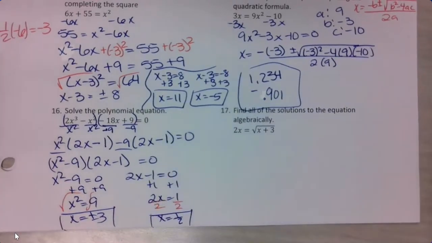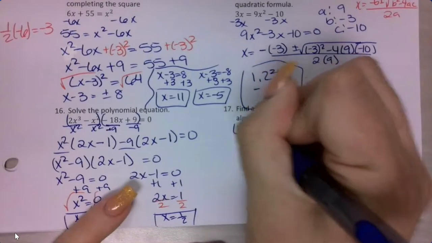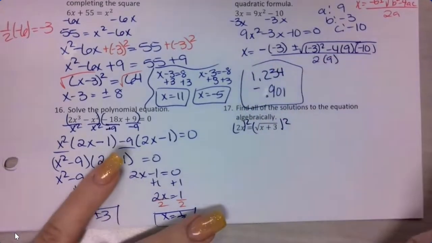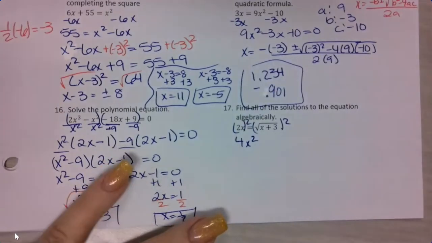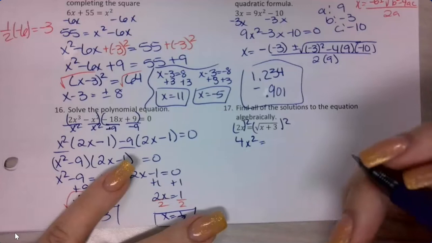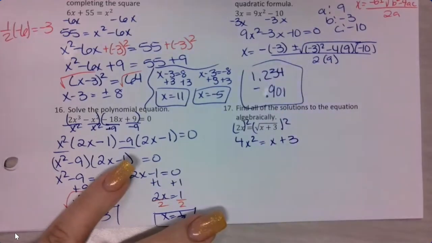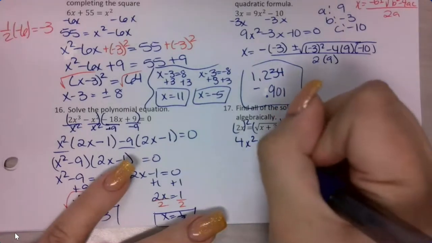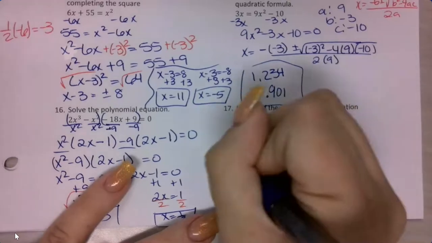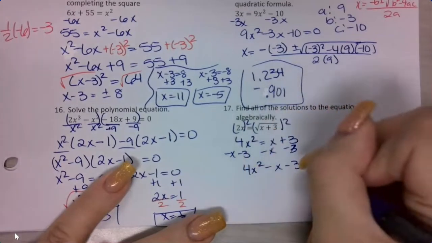Number 17 wants me to find all of the solutions to the equation algebraically. Because I have a radical, I need to start off by getting rid of that, and I'm going to square both sides. So 2x squared is going to give me 4x squared, because remember I distribute that exponent to both pieces. And then on my right side, I get rid of that radical, which is just going to give me x plus 3. Then I want to go ahead and subtract these over. I'm going to move this over to the other side: minus x minus 3. So then I have 4x squared minus x minus 3 equals 0.